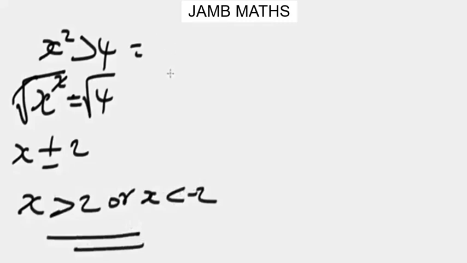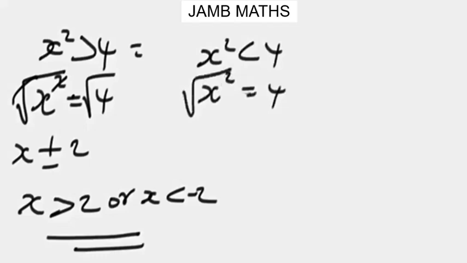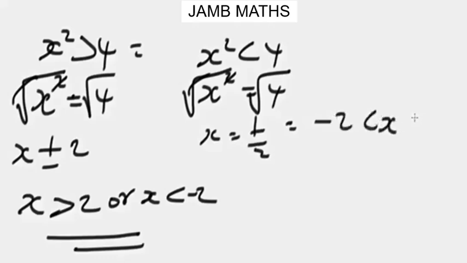Whereas when you have the other way around, something like x squared is less than 4, which is the same as x squared equals 4, to make x the subject we take the square root of both sides, so the square root of 4 is equal to plus or minus 2. So in this situation, the inequality convention is minus 2 is less than x is less than 2. Okay, so this is the right way to represent it. It's as simple as that.